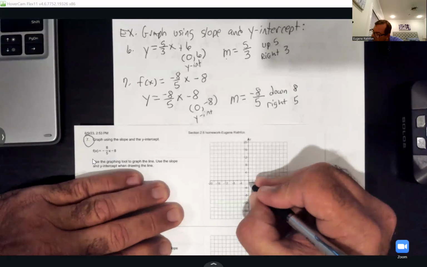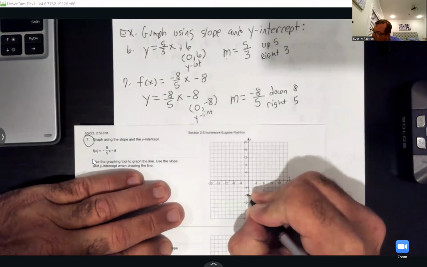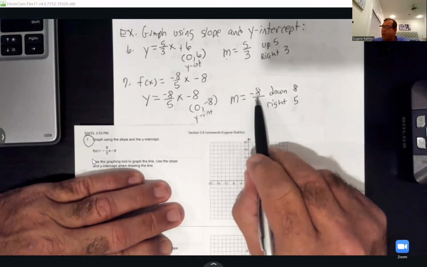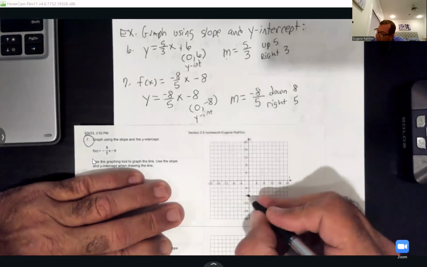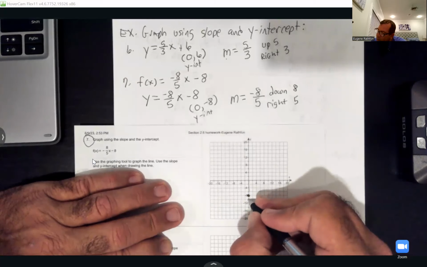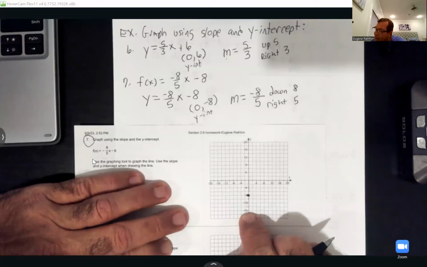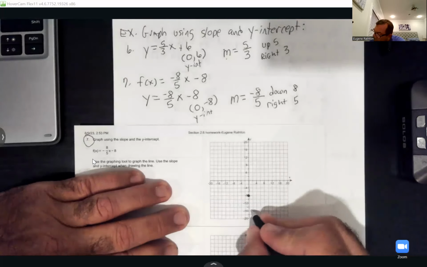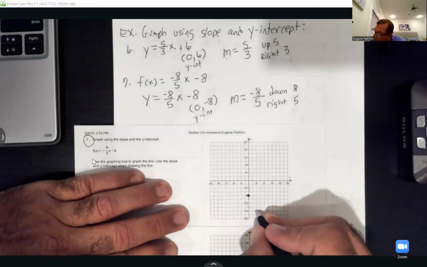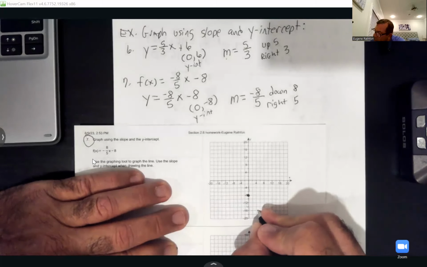So I'm going to come down. These are going by 2s on this. So I'm going to put my y-intercept at -8. Now my slope is -8/5. So from there, I'm going down 8. 2, 4, 6, 8. That puts me at -16. And then right 5. So I'll go right 2, 4, 5 is about halfway through.